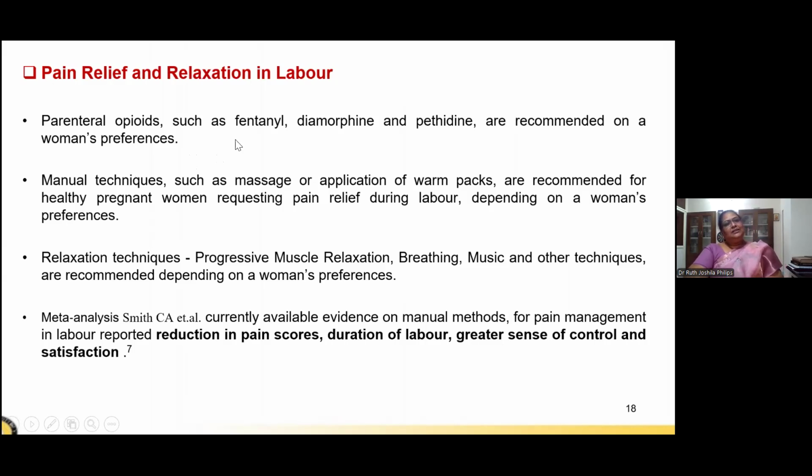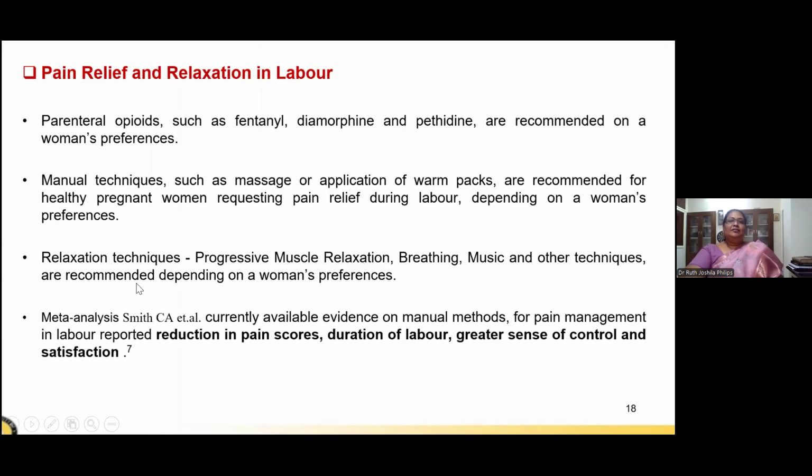Apart from these medicines or opioids, manual techniques can also be used to relieve pain in women. Manual massage by the partner or the midwife, application of warm packs or hot water bags on the low back, all these are going to help. And a warm shower, if possible, is going to relieve the pain and relax the mother, which ultimately is going to increase the release of oxytocin, and the labor progresses well.